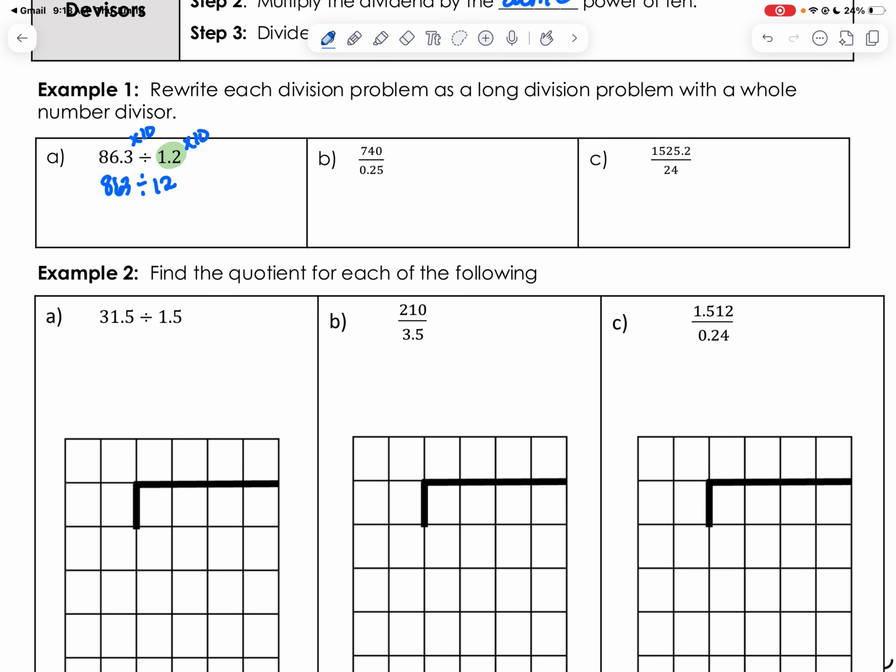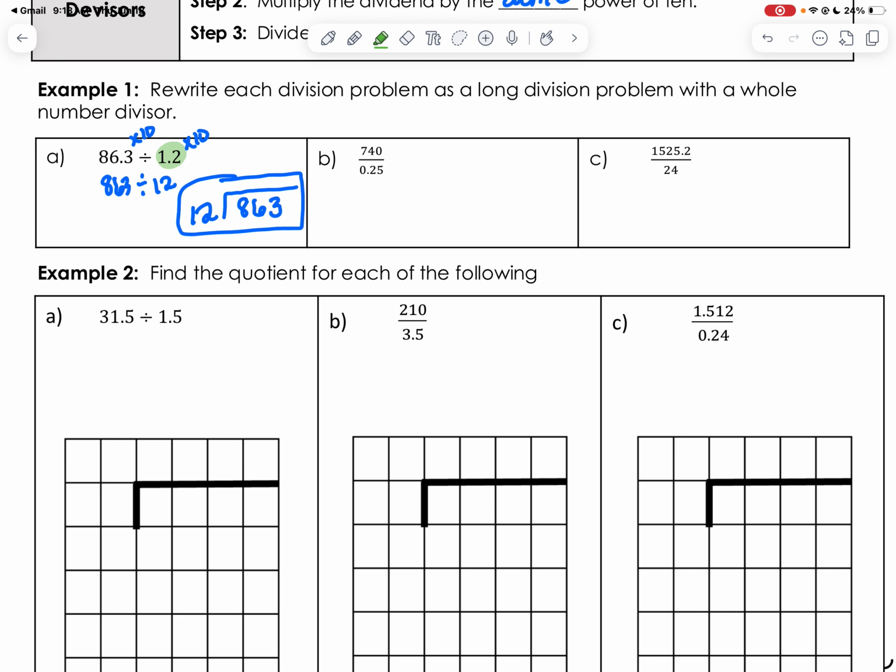Now, it said to write it as a long division problem. So 12 is going into 863. So 86.3 divided by 1.2 is the same thing as 863 divided by 12.